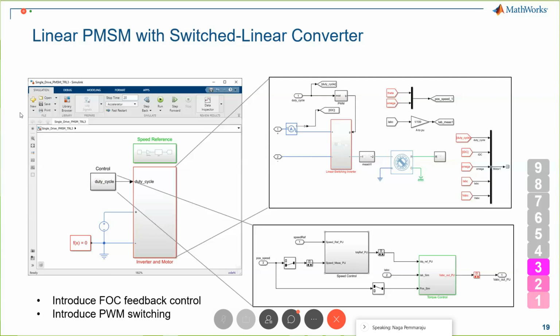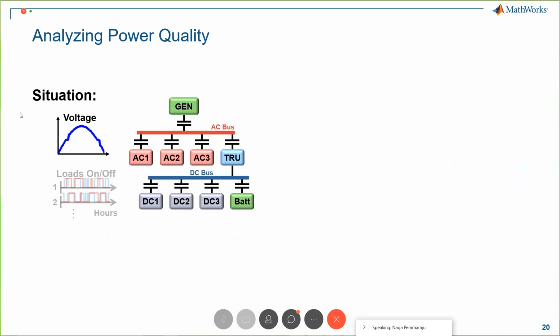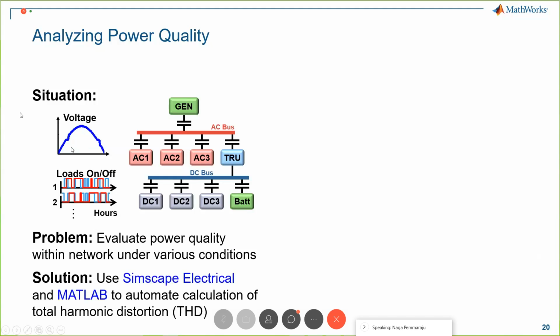The second one is we also need to understand the power quality aspects of it. As we're discussing the electrical system, analyzing the power quality is one of the key criteria, right? So for example, in this case, I have a system with a generator with various AC buses and DC buses and various loads. When my load is turning on or off, that will impact my voltage curve, the voltage that's coming out of this particular system. So I need to consider various harmonics as well, right?